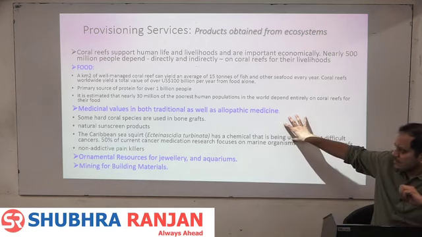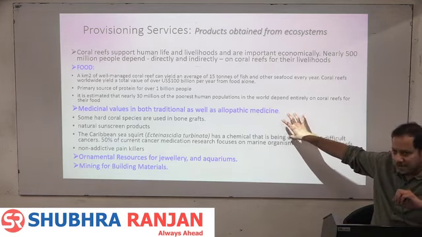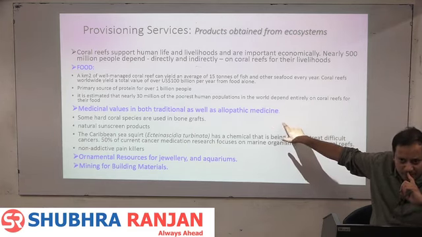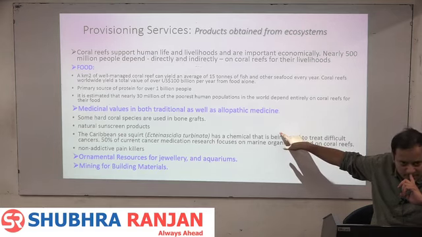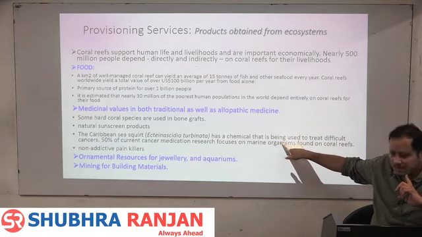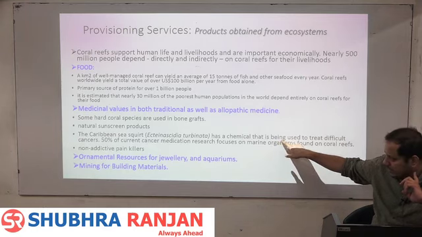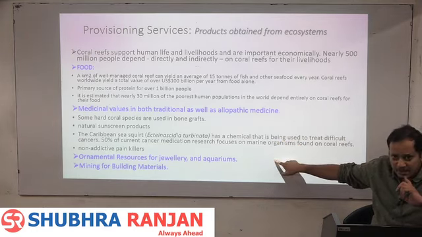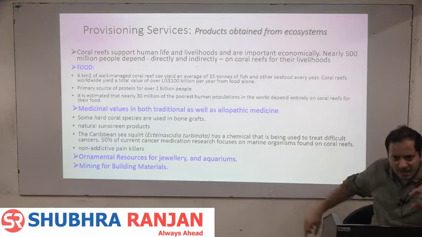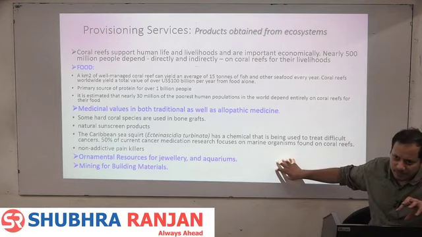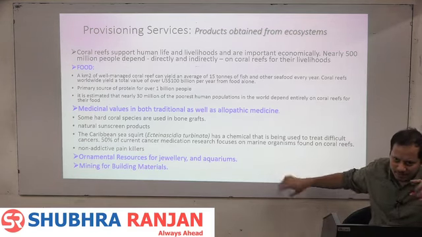Medicinal values, both in allopathy as well as traditional medicine. They are used in bone grafts, that is हड्डियां टूटने के बाद generally coral से बनाते हैं and that is used as a bone graft. Secondly, natural sunscreen products. Thirdly, cancer medicines, and fourthly, painkillers come from the corals. They are used as ornamental resources, corals की jewelry, या in the aquariums. You generally see in the aquarium some dead corals are placed for decorative purpose, and limestone for the building materials. Fine.